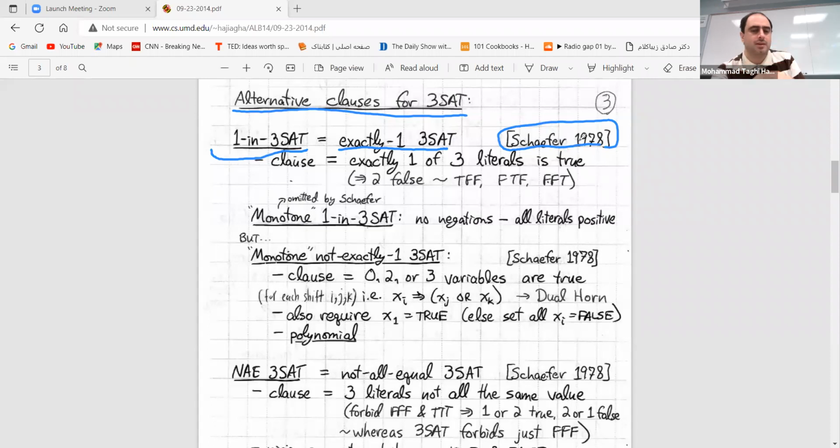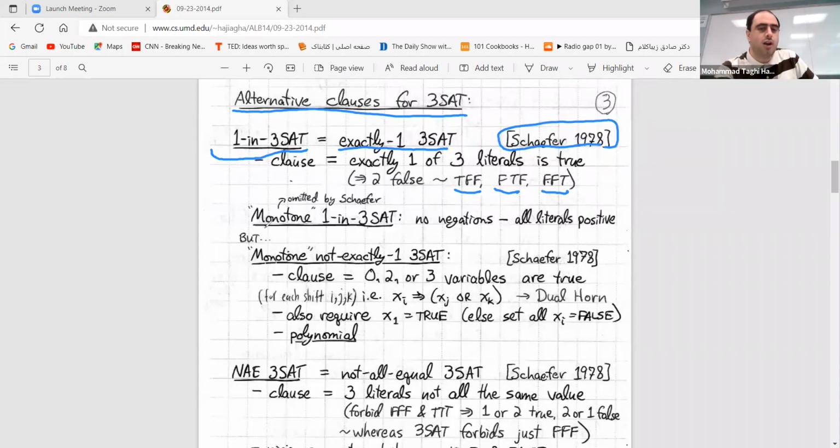So in this case, each clause has exactly one of these three literals that should be true. In 3-SAT, we say that at least one literal should be true. But here we say that exactly one should be true. So for example, if there are two, these are false. The only true ones are TFF, FTF, and FFT. Anything else would be false. So even if you have two true, you have not satisfied it.